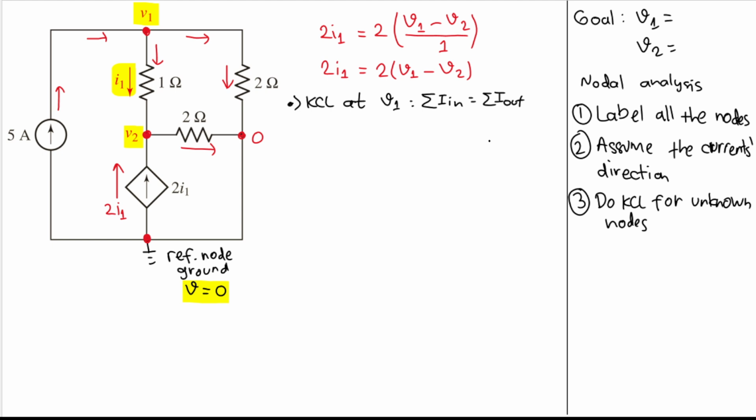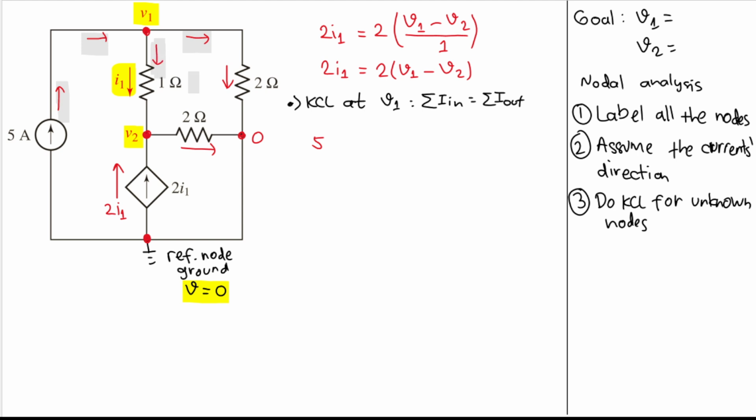So let's do V1 here. The current that goes in is only this one here, right? So that is 5 ampere. We know exactly that is 5 ampere. What else can we get from here? Nothing, there are no other currents going in. So we move on to the currents that go out, which are this one and that one.